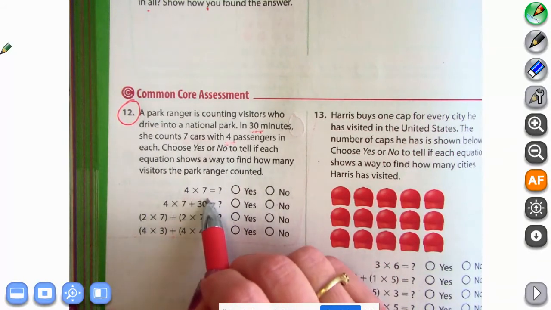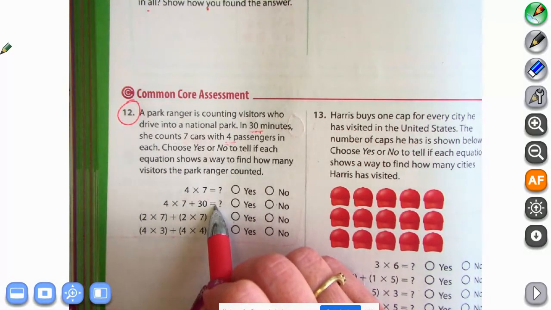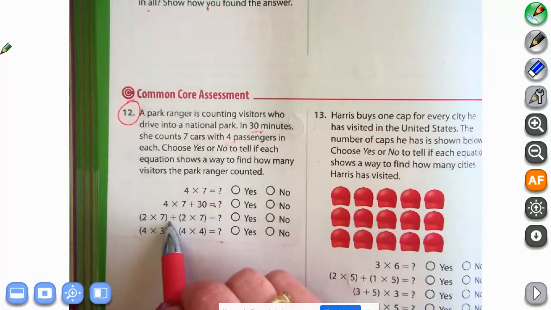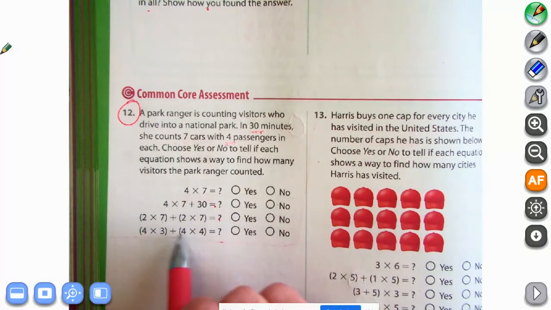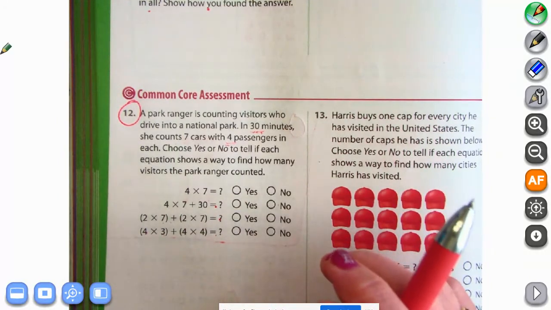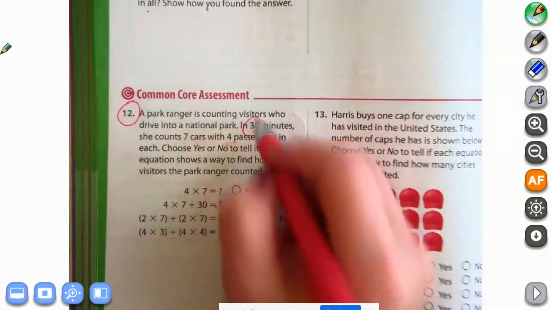Would 4 times 7 work? Would 4 times 7 plus 30 work? Would 2 times 7 plus 2 times 7 work? Would 4 times 3 plus 4 times 4 work? So go ahead and say how many people they counted. Remember, they only counted for 30 minutes.